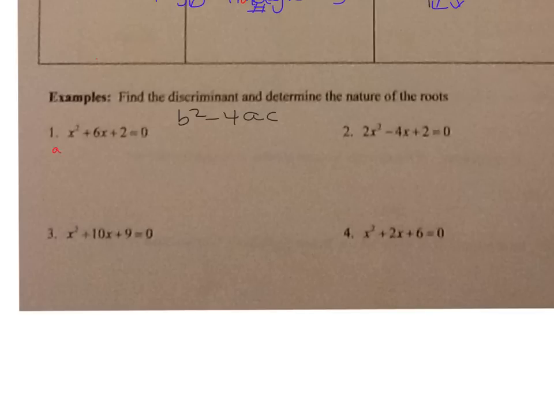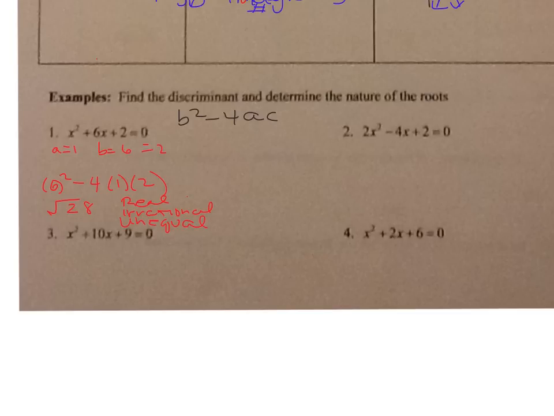So my a is 1, b is 6, c is 2. So it's 6 squared minus 4 times 1 times 2. So just plug that into the calculator. And we get 28. So think about it. You have the square root of 28. That's the discriminant, 28. But think about the square root of 28. That is real. Can't take the square root of 28, so it's irrational. And they are unequal.